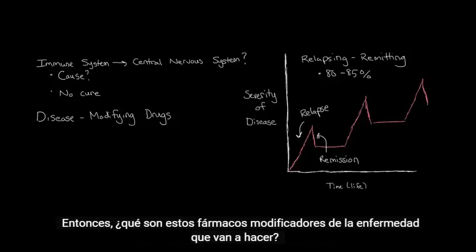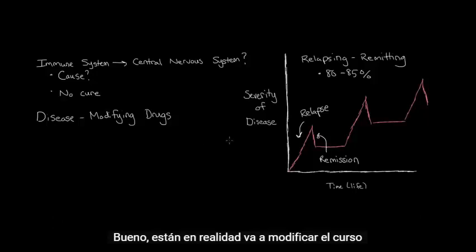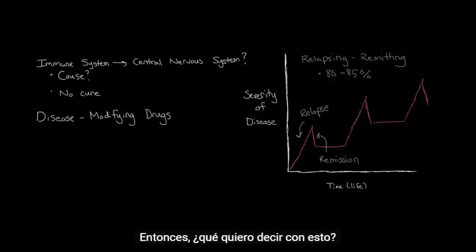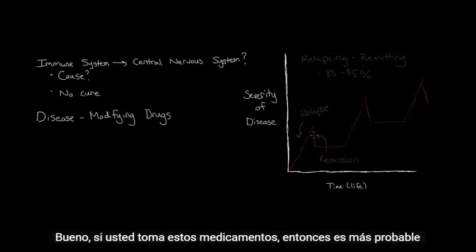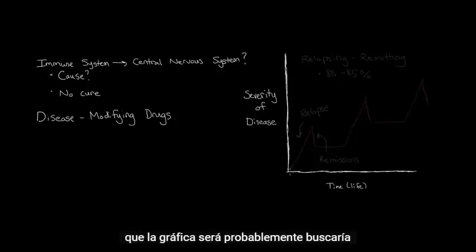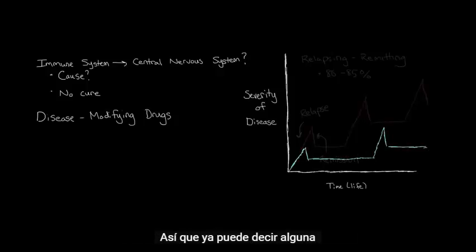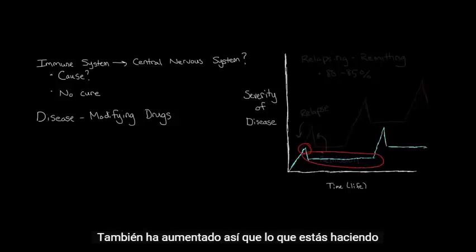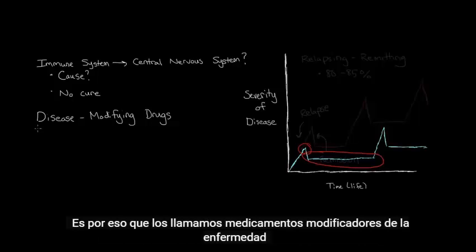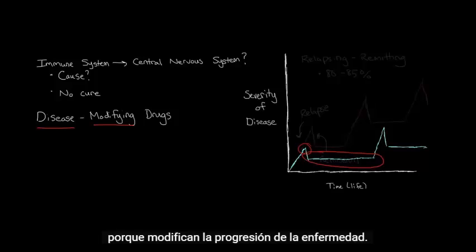So what are these disease-modifying drugs going to do? Well, they're actually going to modify the course at which this disease progresses. So what do I mean by that? Well, if you take these drugs, then it's most likely that the graph will probably look something like this instead. So you can already tell some of the major differences. One, that the severity of these relapses is decreased. And two, the remission time has also increased. So what you're doing is you're slowing the progression of the disease. That's why we call them disease-modifying drugs, because they modify the progression of the disease.